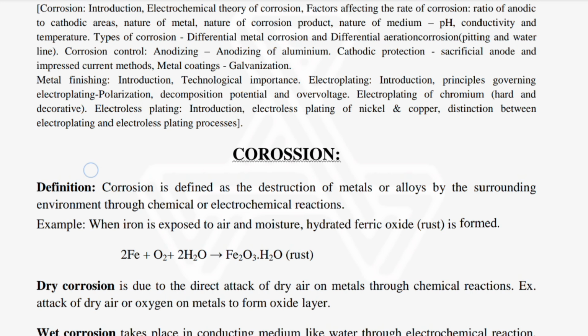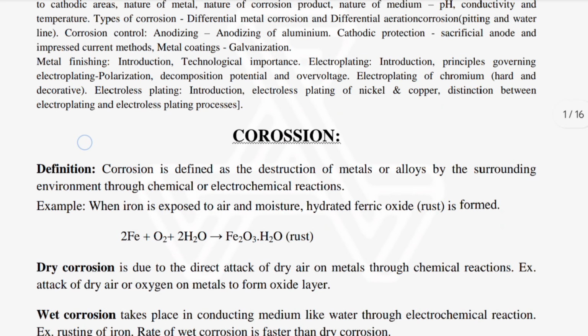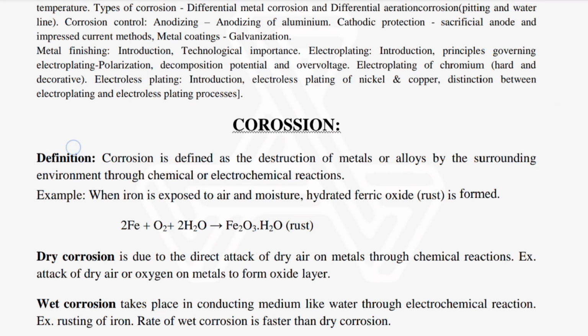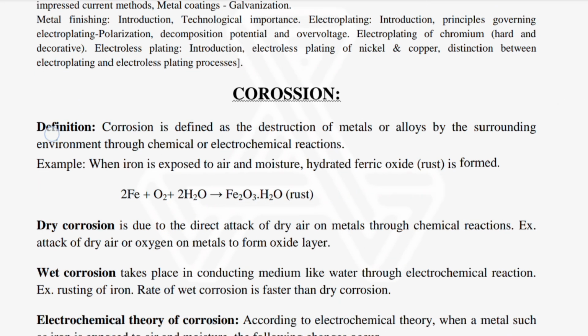Types of corrosion: differential metal corrosion and differential aeration corrosion, pitting and waterline corrosion. Corrosion control: anodizing of aluminium. Cathodic protection: sacrificial anode and impressed current methods. Metal coating, galvanization.